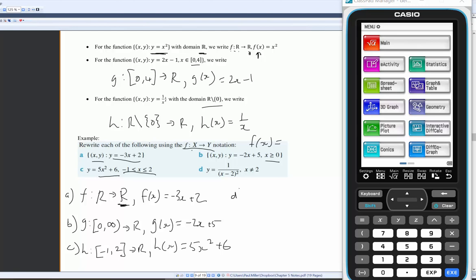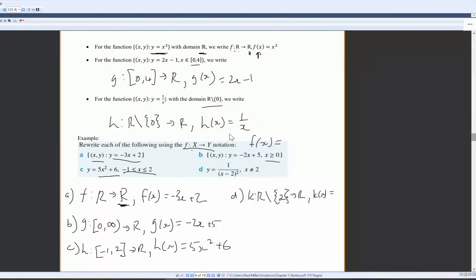And our last one, this truncus, we'll call this one k. Okay, you can call the function whatever letter you want. So k such that we're going to allow the set of all real numbers not including 2 in the domain, mapping to the codomain, which is the set of all real numbers. k of x equals 1 over x take 2, all squared.